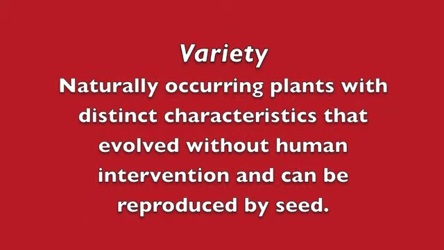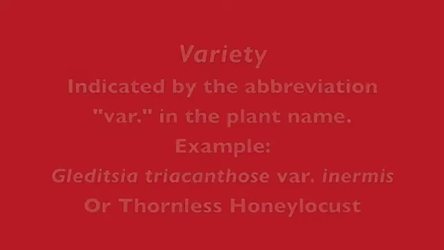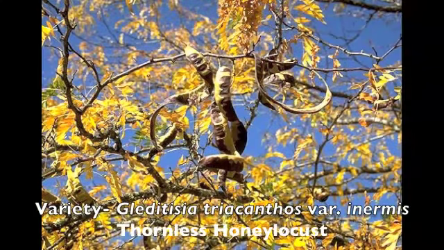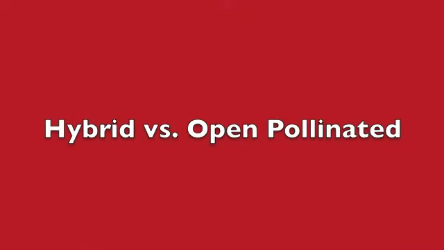In contrast, the term variety refers to plants that evolved without human intervention and will develop true to type each year when planted from seed. Thornless honey locust is a common shade tree and is a naturally occurring variant of honey locust that does not have thorns. Common honey locust is known botanically as Gleditsia triacanthos, while the thornless variety is called Gleditsia triacanthos var. inermis.